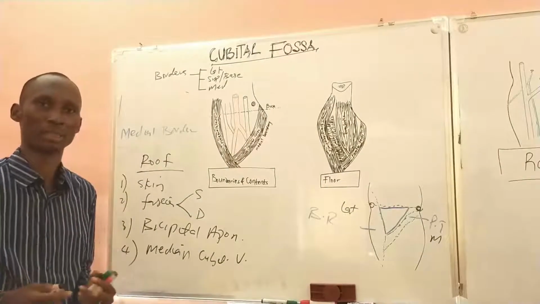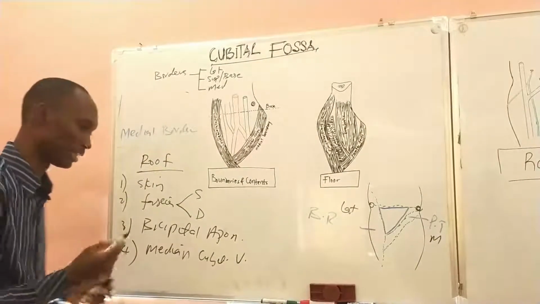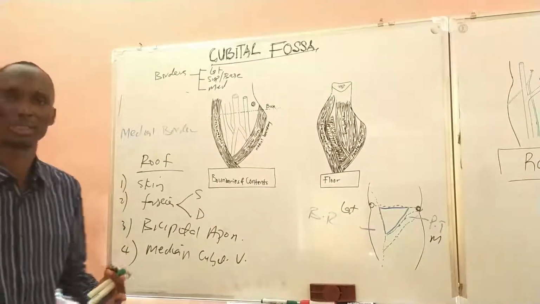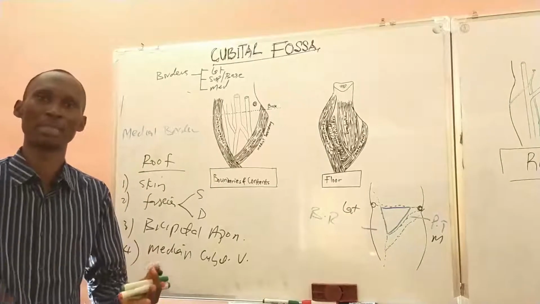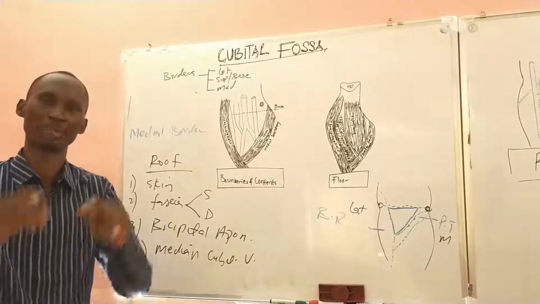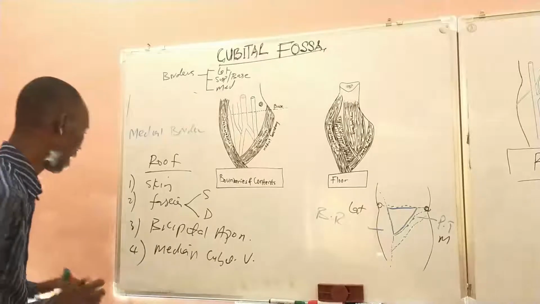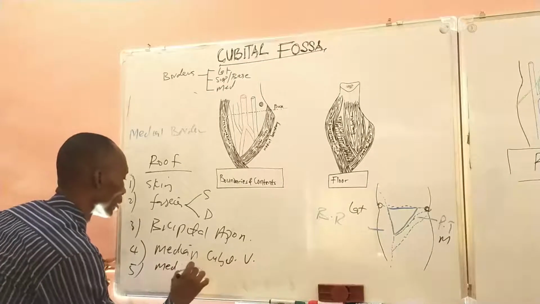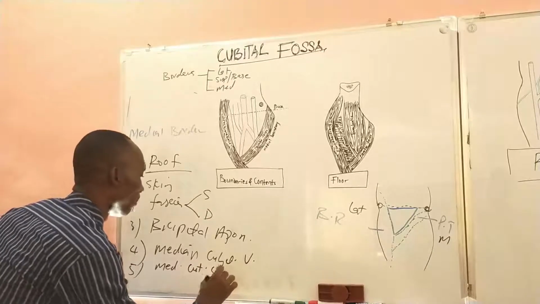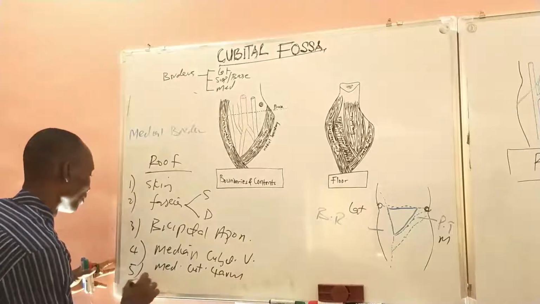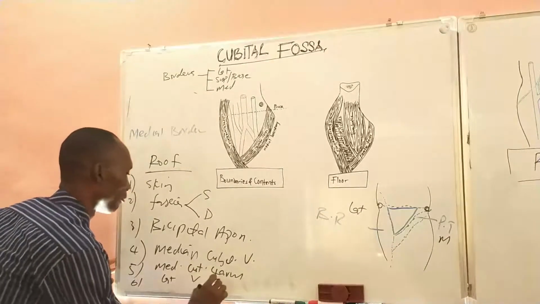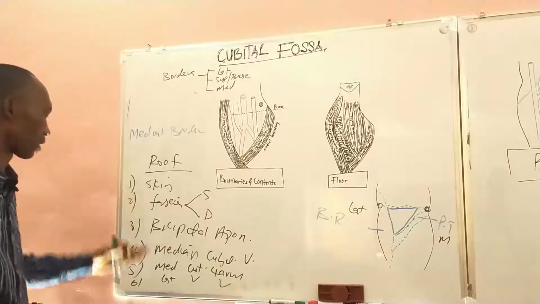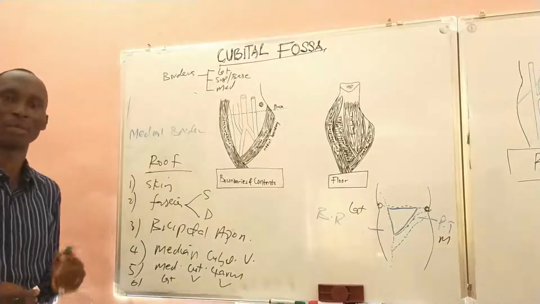After the median cubital vein, the next structures are the cutaneous nerves in the forearm, both the medial and the lateral. So we also find them in the roof. Number 5, we have the medial cutaneous nerve of the forearm. Number 6, we have the lateral cutaneous nerve of the forearm. So these 6 structures are seen forming the roof.